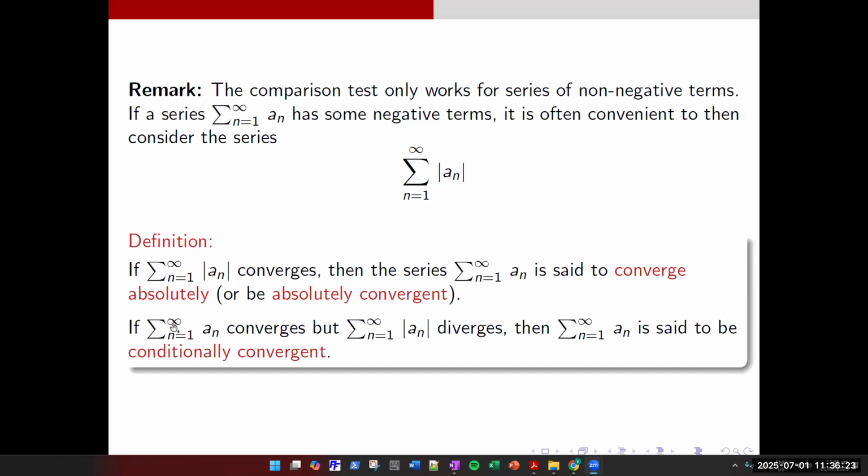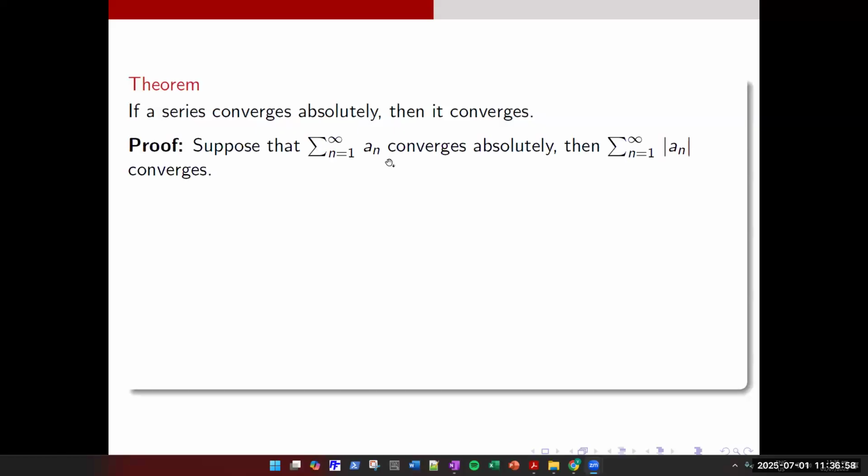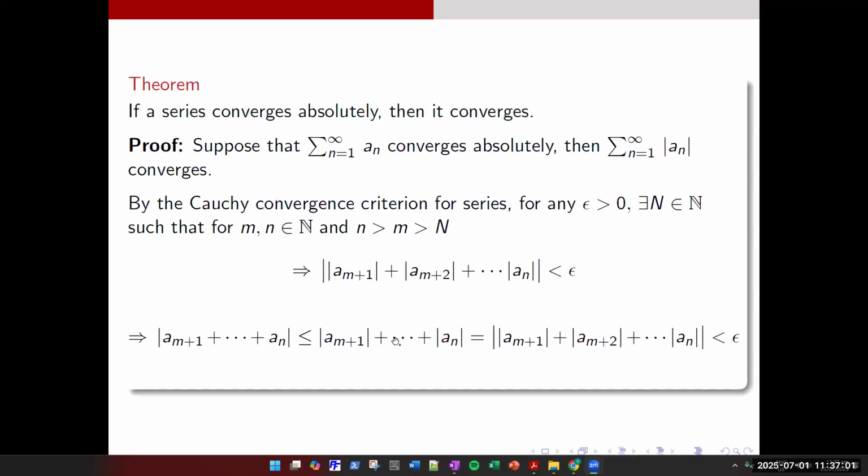However, if the original series converges, we are not guaranteed that the series with the absolute value will converge or diverge. But if the original series converges and the series with the absolute value diverges, then the original series is said to be conditionally convergent. Okay. And over here is what I just proved. If a series converges absolutely, then it converges. Right, so this is what I just proved over there.